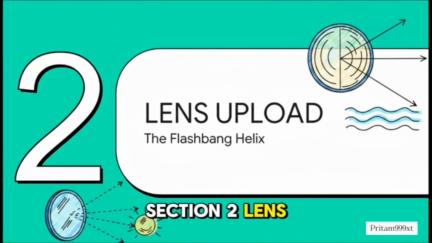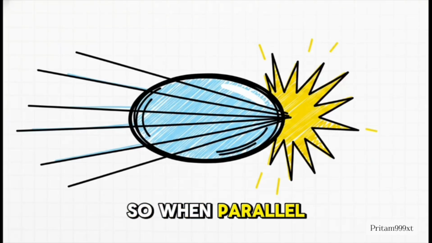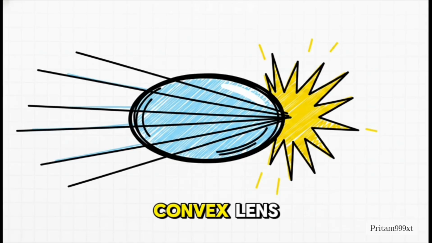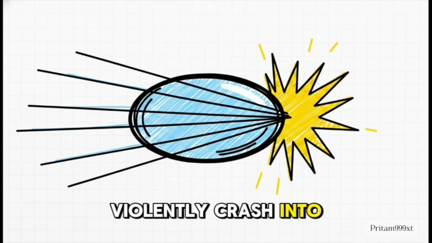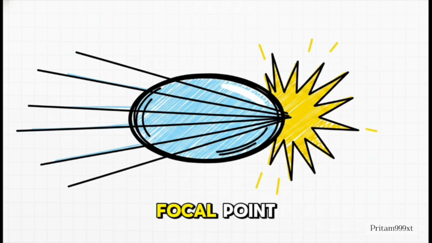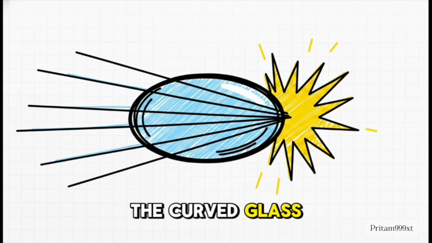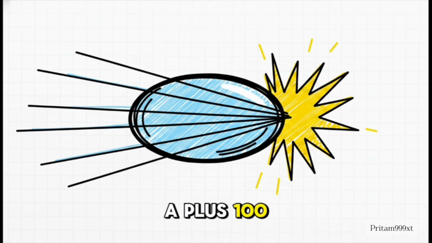Section 2. Lens Upload, the Flashbang Helix. Right, so when parallel rays of light pass through a convex lens, they converge at a single point, known as the principal focus. Imagine a converging lens as an instant blindness effect in a game. Those parallel light rays violently crash into one intensely bright focal point after refracting through the curved glass. It is essentially a +100 XP flashbang straight to the retinas.